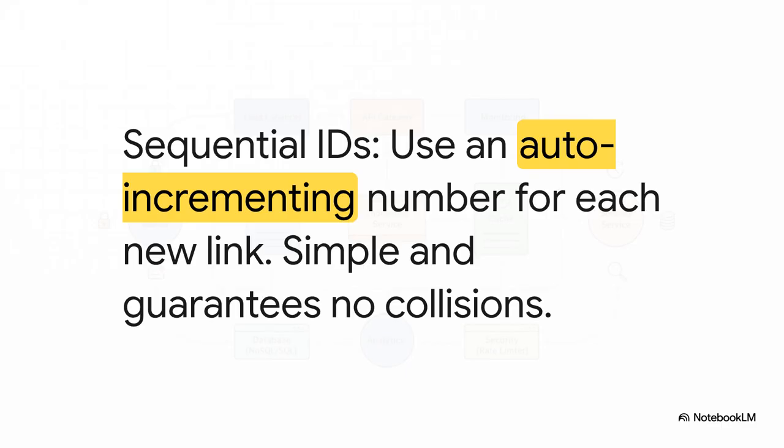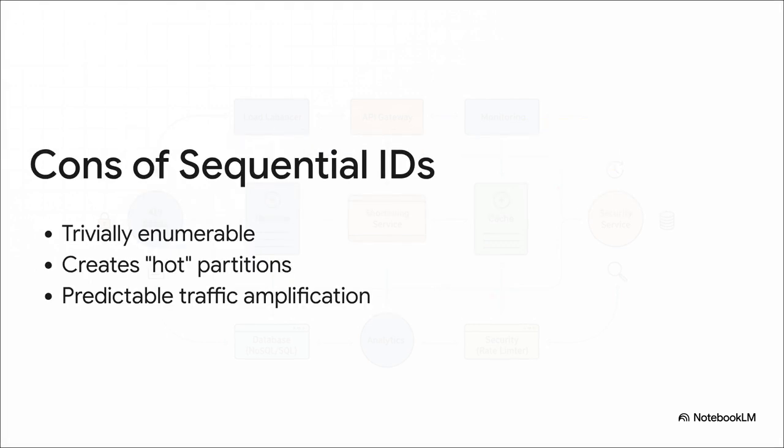Let's just use an auto-incrementing number for each new link. 1, 2, 3, and so on. Then we just encode that number into base 62. It's simple, and it 100% guarantees you'll never have a collision. But that predictability is a weapon for an attacker. Since the links are sequential, anyone can write a simple script to scrape your entire database just by counting up.